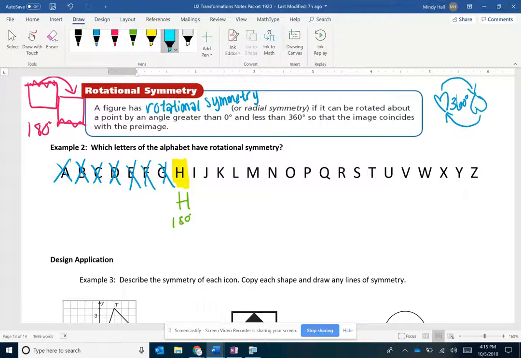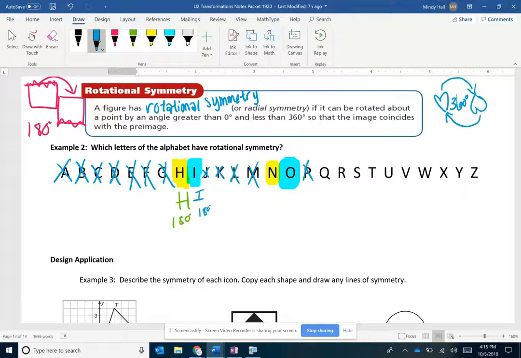So then we have I, J, K, and L. I would have rotational symmetry because it would look like an I again before 360 degrees. But J, K, and L are no-goes. They don't work out. Then with M, N, O, and P, M and P do not work. They do not have rotational symmetry, but N and O both have rotational symmetry.